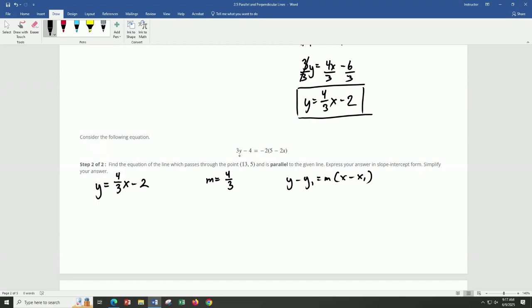So we've got a point here with an x and a y value. And I covered up part of that. We have y minus 5 is equal to 4/3 times x minus 13. Go ahead and distribute.